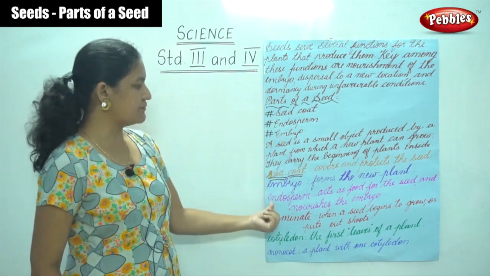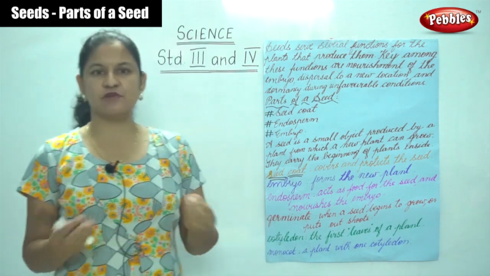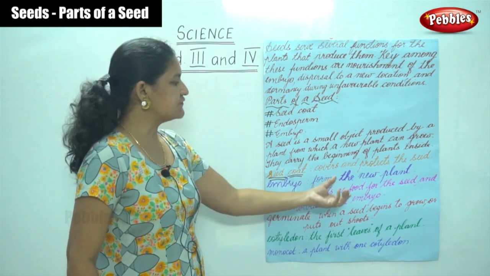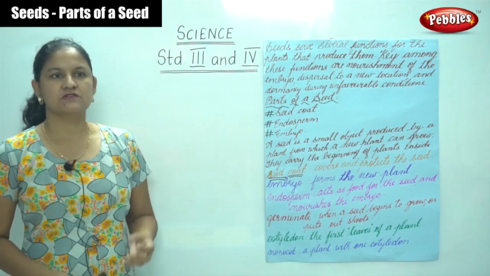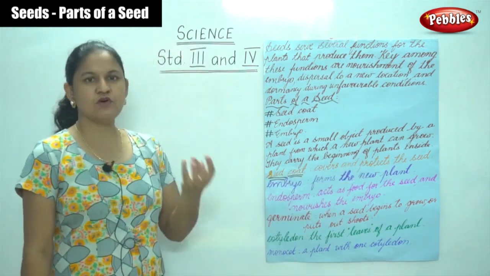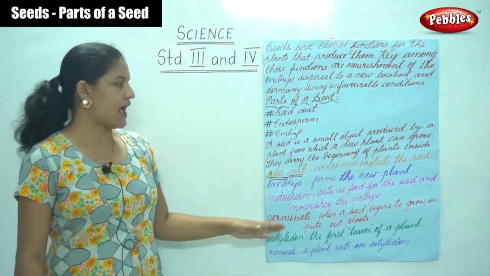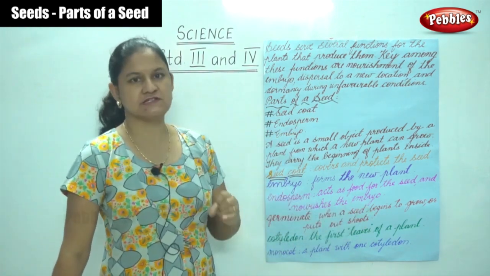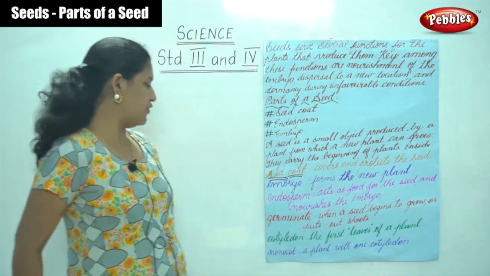The next is your embryo. The embryo forms the new plant. The endosperm acts as food for the seed and nourishes the embryo. So the seed coat protects the seed, the embryo forms the new plant, and the endosperm acts as food for the seed and nourishes the embryo.